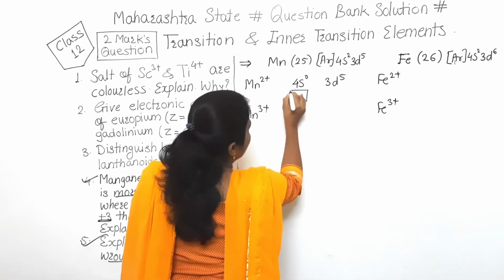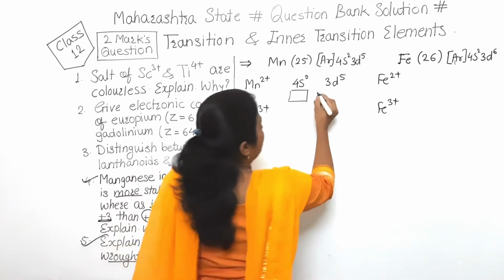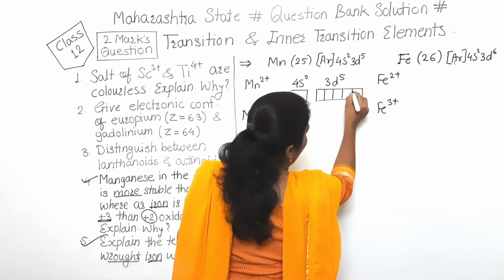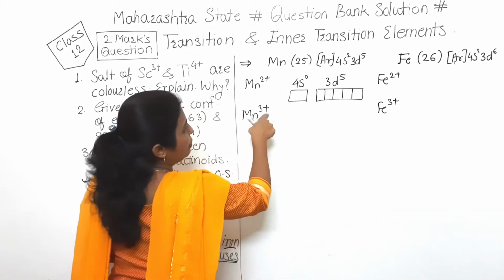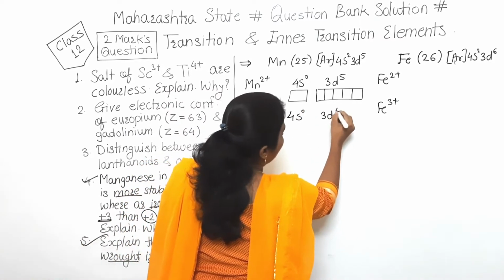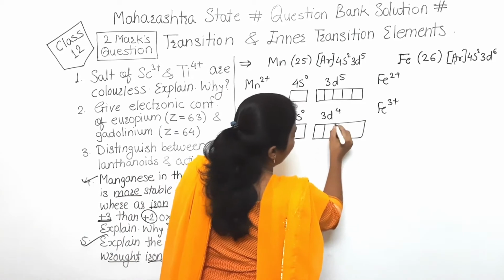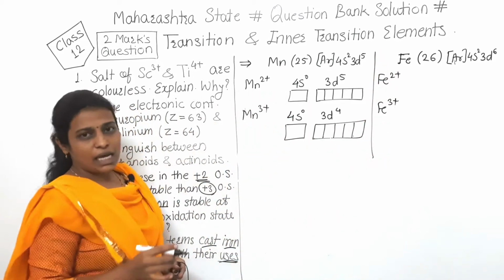For s, as we know, only one box should be drawn because it has only one orbital. For d, we always draw 5 boxes as they contain 5 orbitals. For Mn3+, it will be 4s0 3d4. Again, one box here, and 5 boxes. So here we have completed the part for Mn.